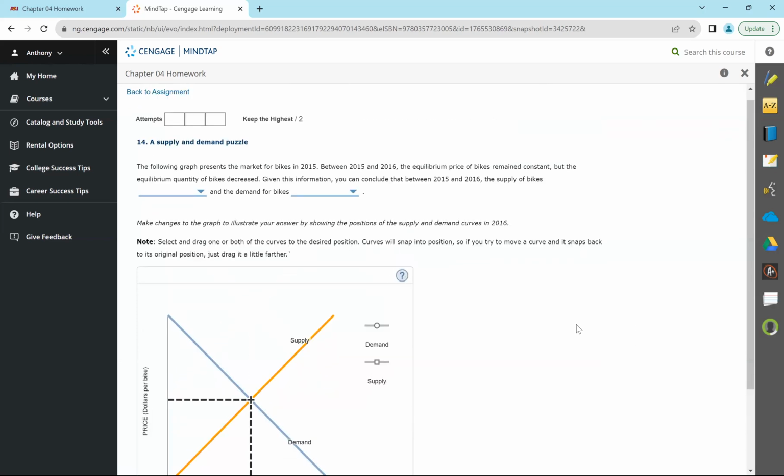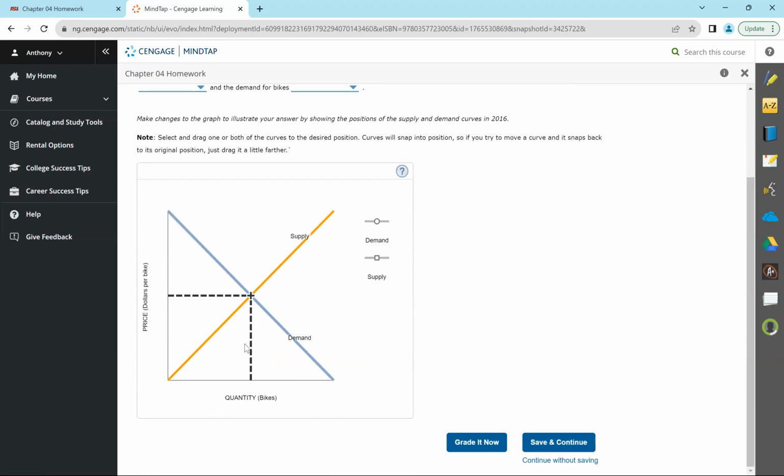All right. The following graph presents the market for bikes in 2015. Between 2015 and 2016, the equilibrium price of bikes remained constant, but the quantity of bikes decreased. So what they're trying to say is the price is the same, but the quantity went down. So how could that happen? Well, you just start moving the curves and figuring it out, like, see how the price is still the same, but the quantity went down. So you just play with the curves until you get there. And you're like, oh, okay, this works.